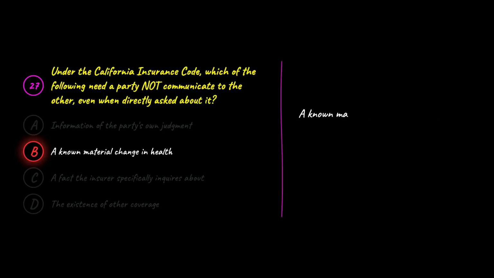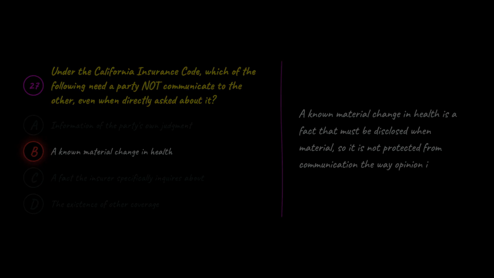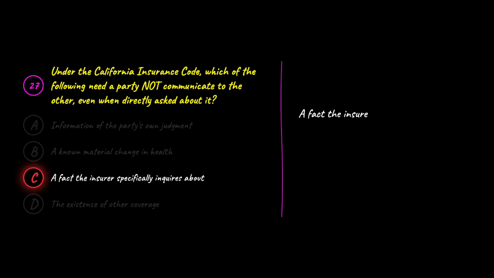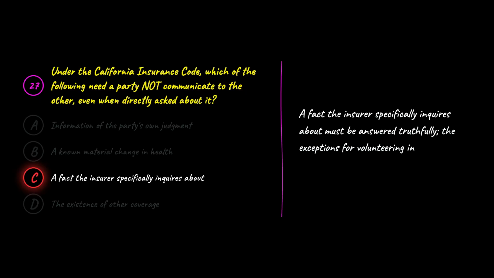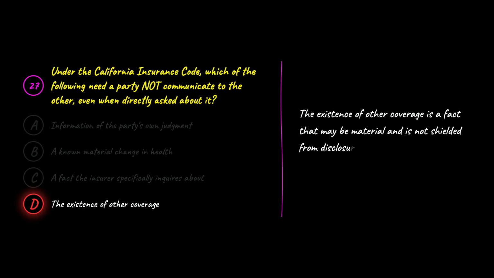B is wrong because a known material change in health is a fact that must be disclosed when material, so it is not protected from communication the way opinion is. C is wrong because a fact the insurer specifically inquires about must be answered truthfully. The exceptions for volunteering information end once a direct question is asked. D is wrong because the existence of other coverage is a fact that may be material and is not shielded from disclosure simply because it concerns the applicant.